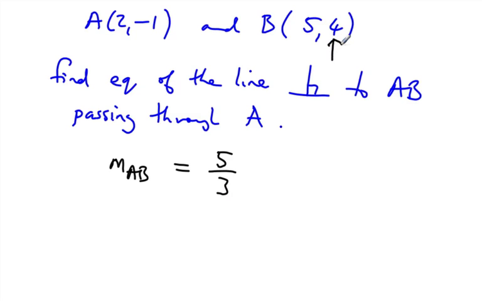What's the gradient of the perpendicular line? 3 over 5. Close? Minus 3 over 5, because when you multiply it has to come out minus 1. So we've got the gradient of minus 3 over 5.